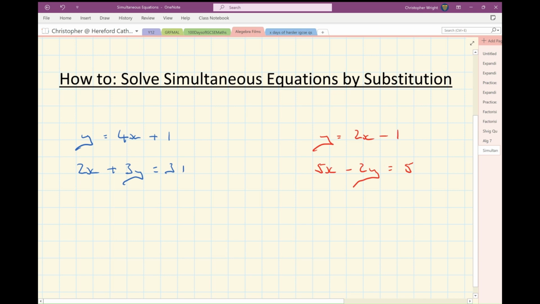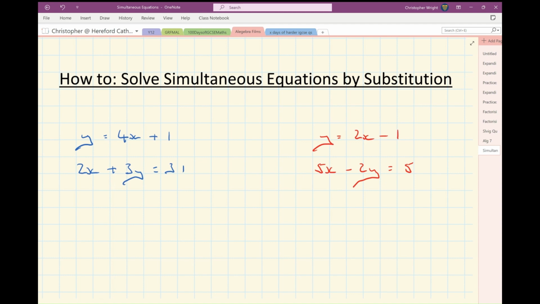Mr. Wright here. I'm going to run through how to solve simultaneous equations by substitution. I'm going to use these two examples. So if you want to work ahead of me, you could pause the film, write them down, have a go, and then play the film.